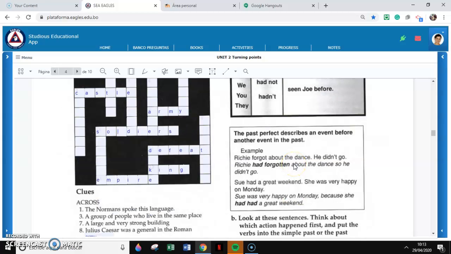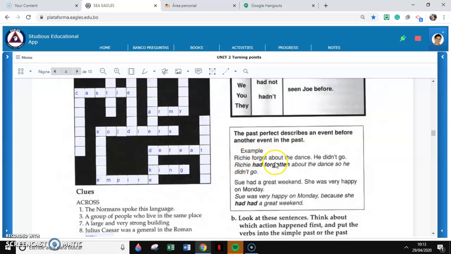So let's have a look at some examples. The past perfect describes an event before another event in the past. So that means that something happens in the past, then we can use the past perfect tense to describe another event.